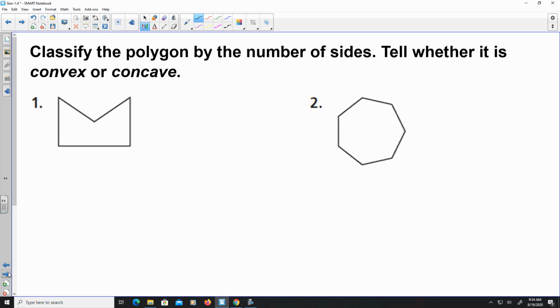So again, I would ask you to give this a try. In this one, they say classify the polygon by the number of sides. So here, this is 1, 2, 3, 4, 5. A five-sided polygon is a pentagon. Here, this one is 1, 2, 3, 4, 5, 6, 7. So 7 sides is a heptagon. And 1 is a concave, 2 is a convex polygon.